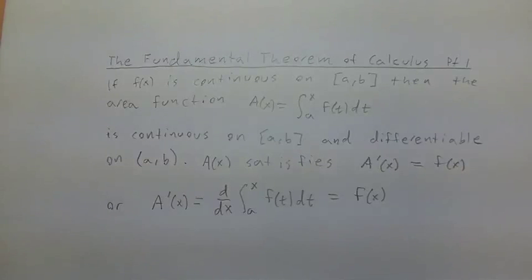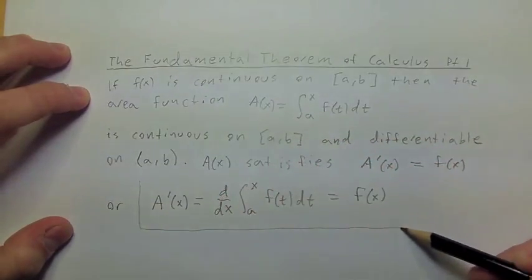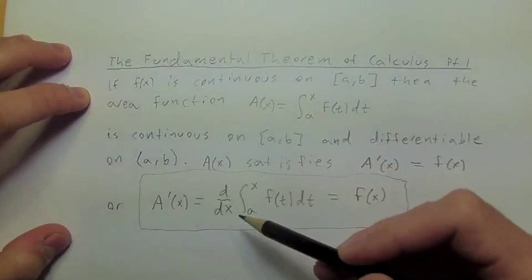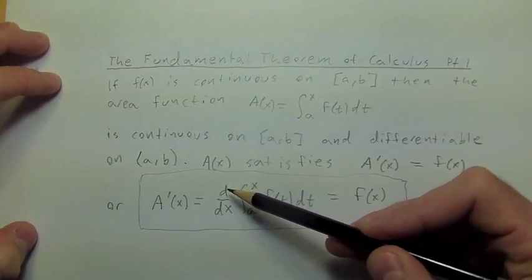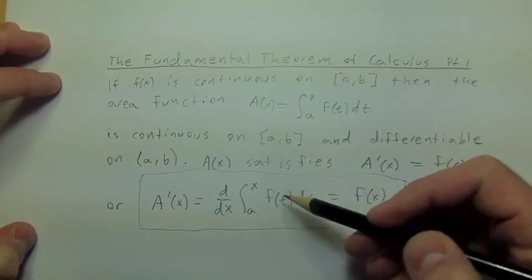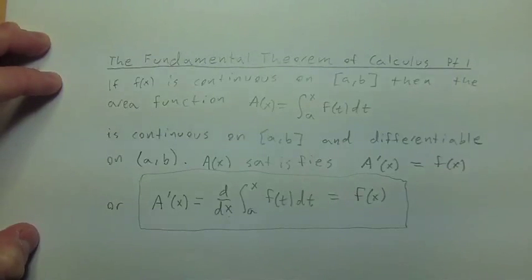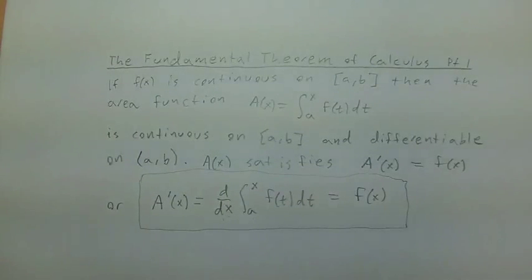What this is really saying is that, provided f of x is continuous on the closed interval a to b, we have A prime of x, in other words, when we take the derivative with respect to x of the integral from a to x of f of t dt, we just get out f of x. In other words, the derivative cancels out the integral. Okay, that should make sense, right?